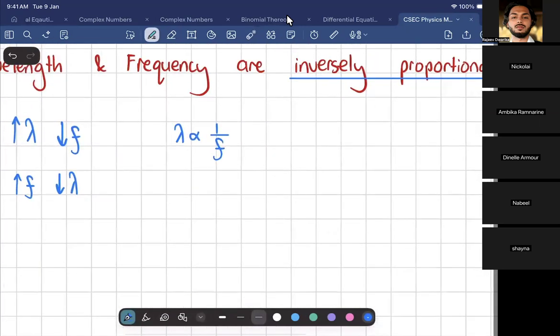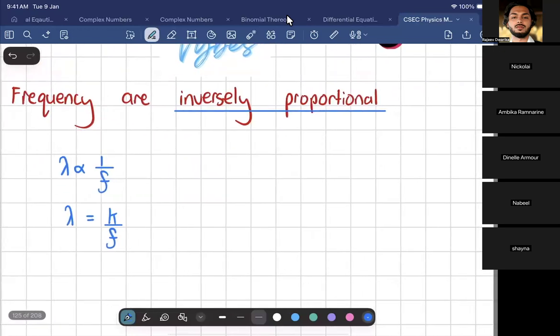So in the next line, what would I write, Ambika? If we're doing this strictly from maths, I would say wavelength is equal to what? I would need to introduce what now? The constant of proportionality, right? So wavelength would be equal to k over f. Now we know that the formula in physics is wavelength is equal to v over f.